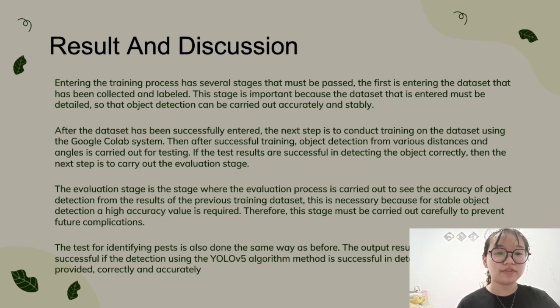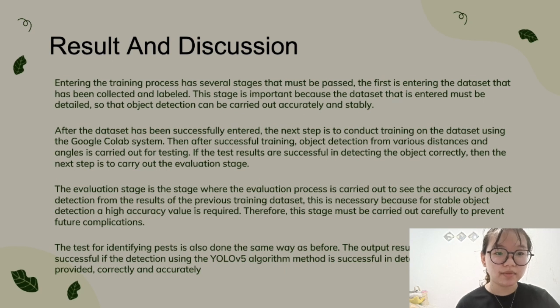Then after successful training, object detection from various distances and angles is carried out for testing. If the test results are successful in detecting the object correctly, then the next step is to carry out the evaluation stage. The evaluation stage is where the evaluation process is carried out to see the accuracy of object detection from the results of the previous training dataset.